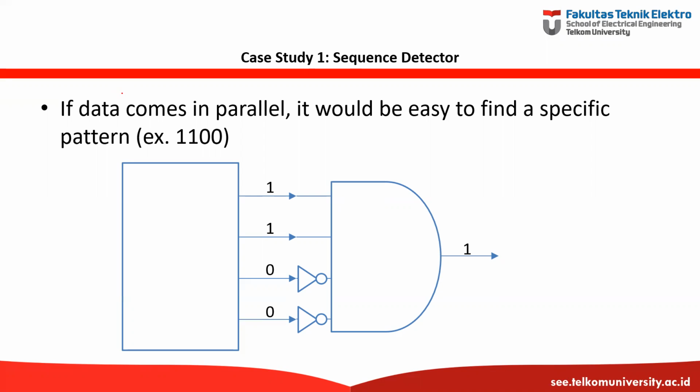For example, I want to check whether the input is 1, 1, 0, 0. If this data comes in parallel, it will be very easy to find this specific pattern. So we just create this combinational logic with an AND gate and 2 inverters, which will create the output of 1 only when the input is 1, 1, 0, 0. Only this combination will create the output 1.